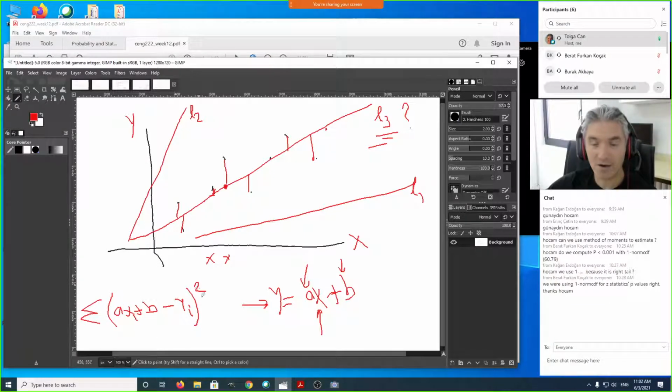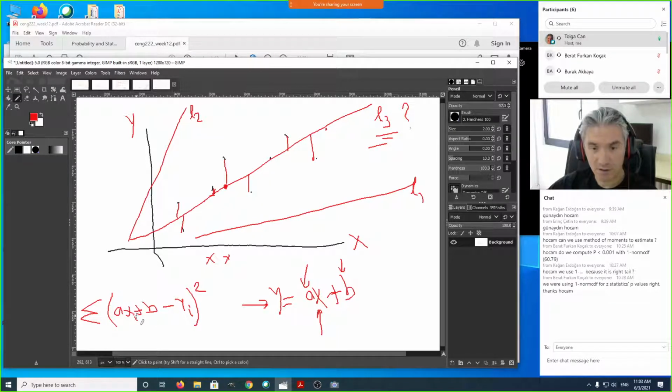This will be our summed square, summed residuals, that is, the differences between the model and the observed counts. And we will take the derivative of this. Our goal will be to minimize this function, and in order to minimize it, there are two unknowns, a and b.